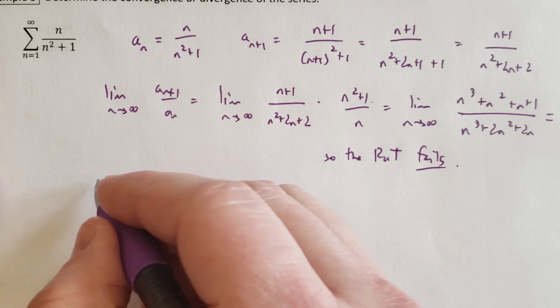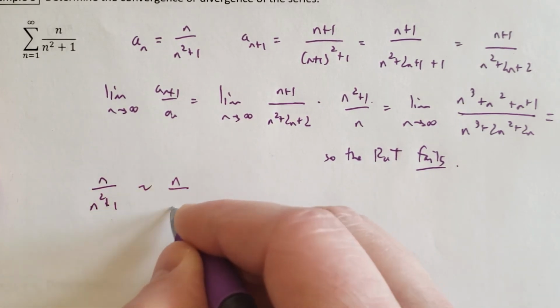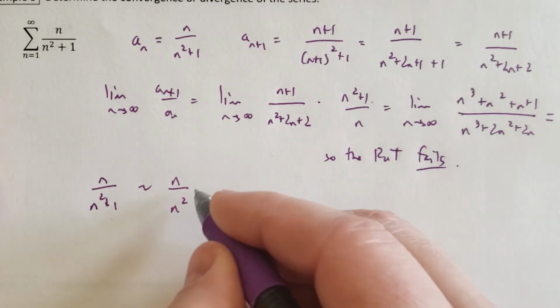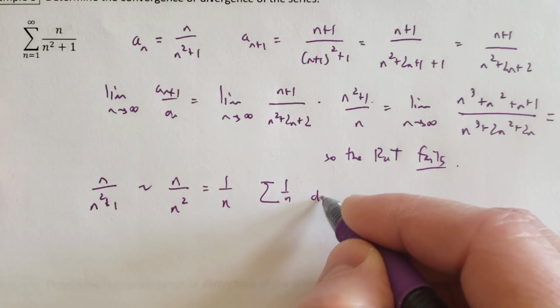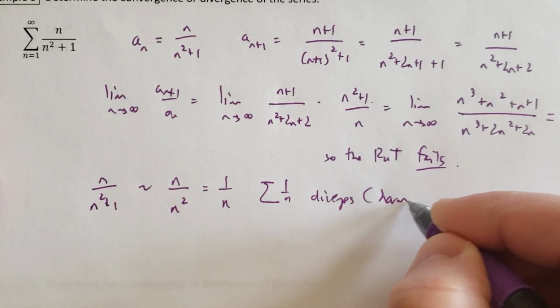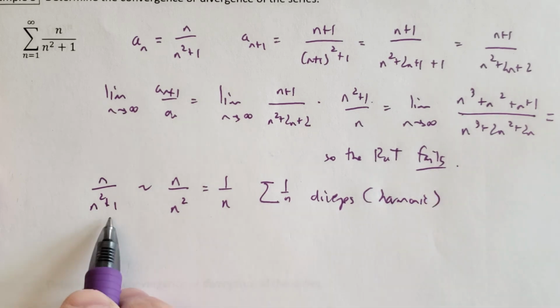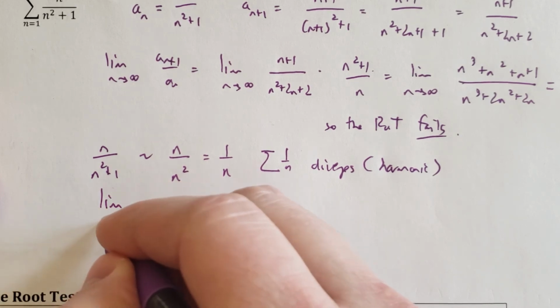And what I would do here is, if you notice n over n squared plus 1, the 1 really isn't relevant as n goes to infinity, so it's n over n squared, which is 1 over n. And we know that series diverges. It's the harmonic series. Unfortunately, with the plus 1, it's going to be under a divergent series, so we can't use direct comparison, but we can use the limit comparison.